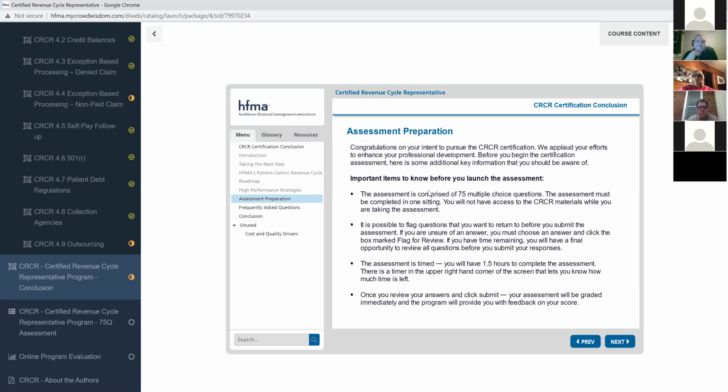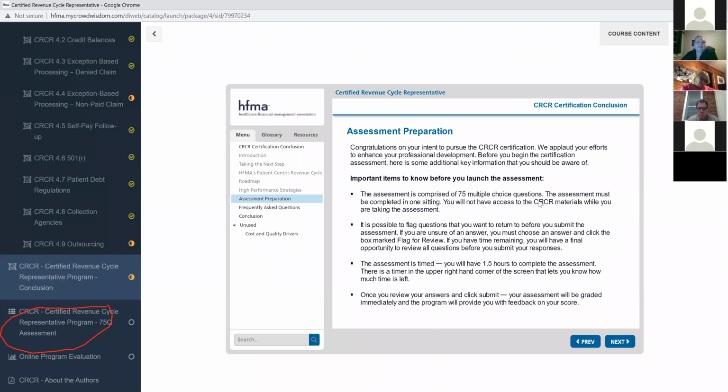To that point, let me give you a quick run through of the test. The test is actually built into your guide. It is this option down here, CRCR 75Q assessment. It is comprised of 75 multiple choice questions. You are going to get an hour and a half to complete the test. After an hour and a half, if you have not already submitted the test, the system will submit it automatically for you.